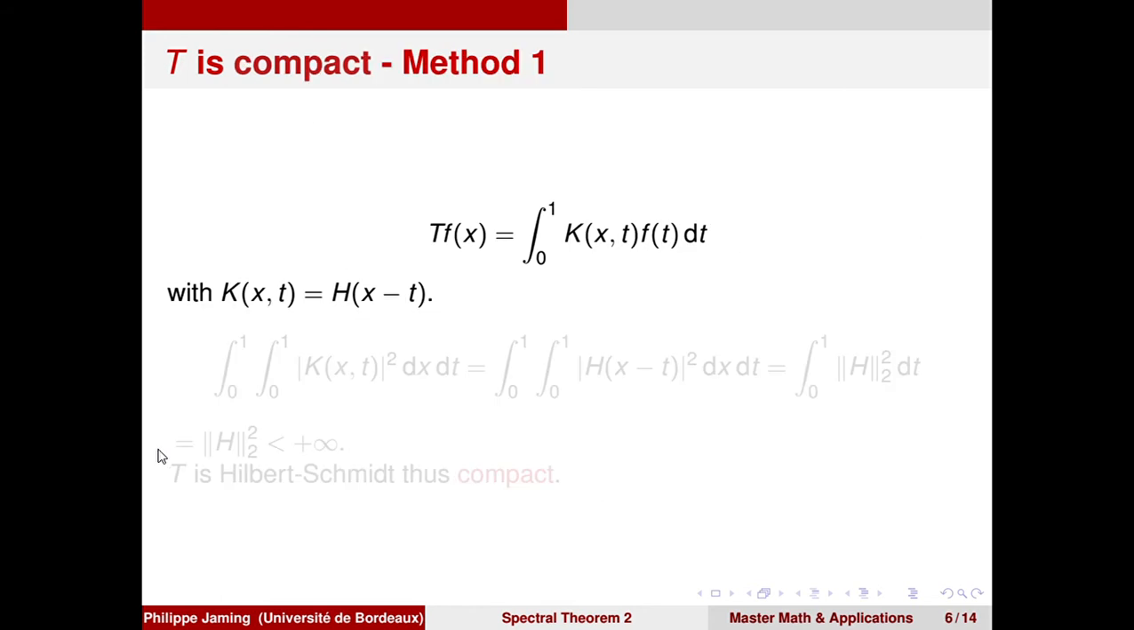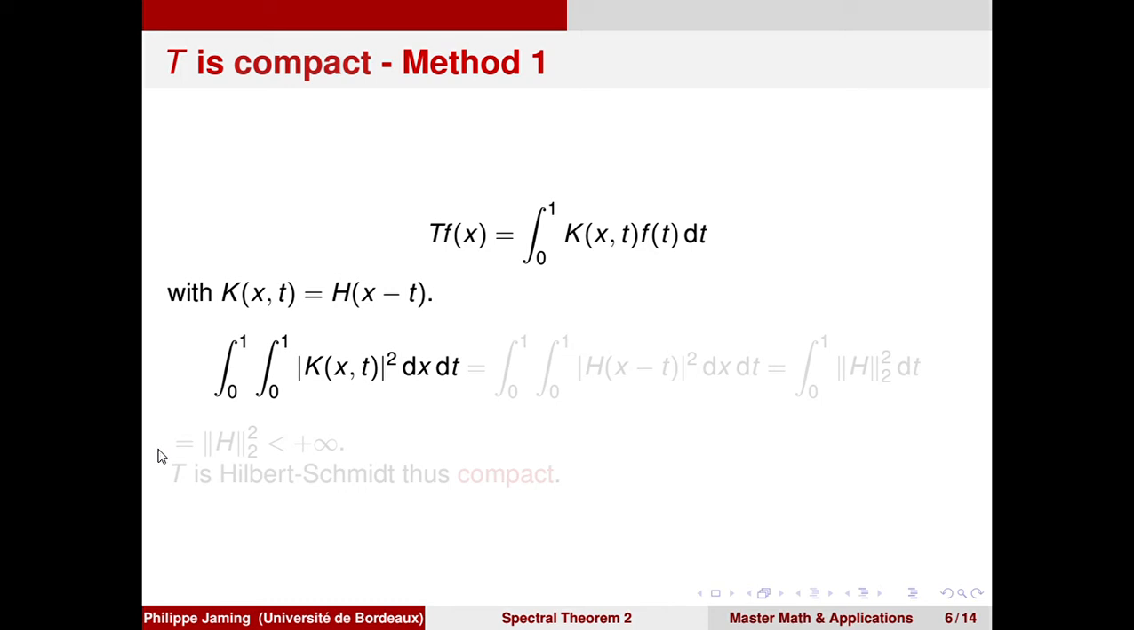Now for the compactness. Well, Tf of x is of the form integral of 0,1 k of x,t f of t dt, with k of x,t equal to h of x minus t. And this looks like an integral operator. It's an integral operator, and if the kernel is square integrable, then this operator will be Hilbert-Schmidt, therefore compact.